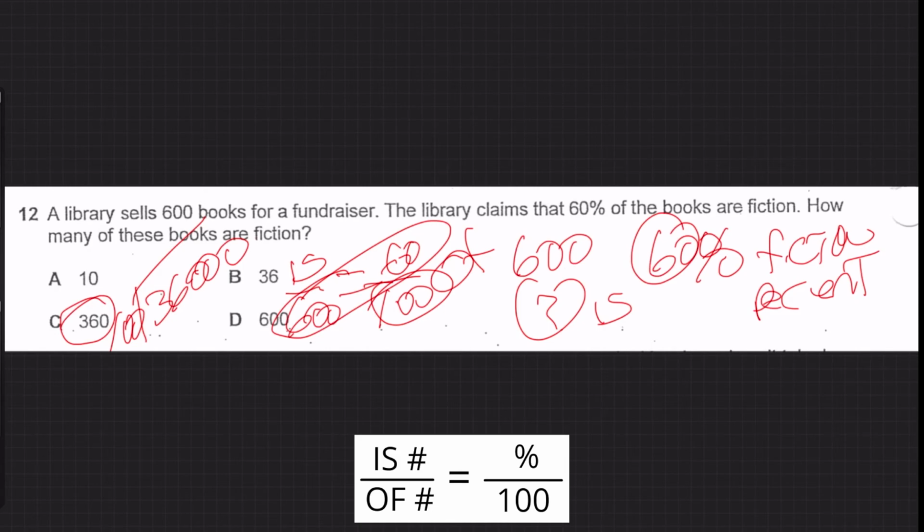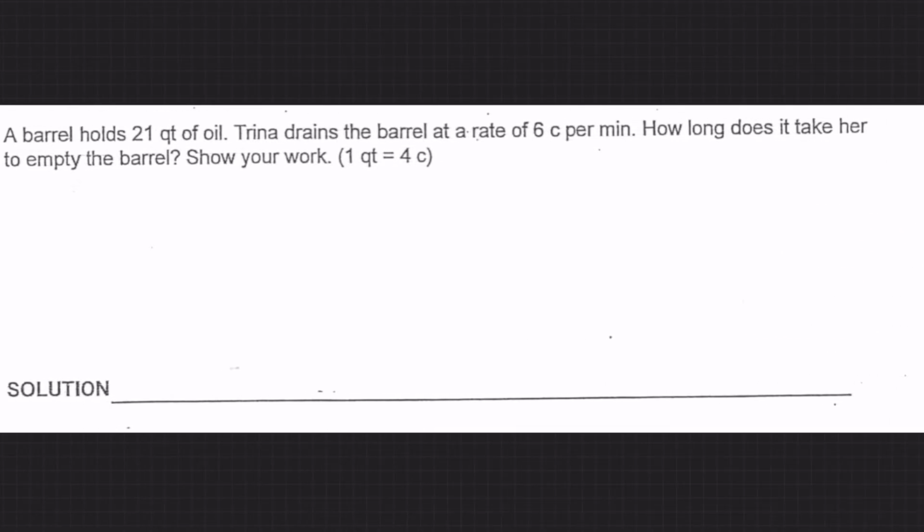All right, on to question 13. Question 13 says, a barrel holds 21 quarts of oil. Tina drains the barrel at a rate of 6 cups per minute, not quarts. How long does it take her to empty the entire barrel? Show your work, 1 quart equals 4 cups.